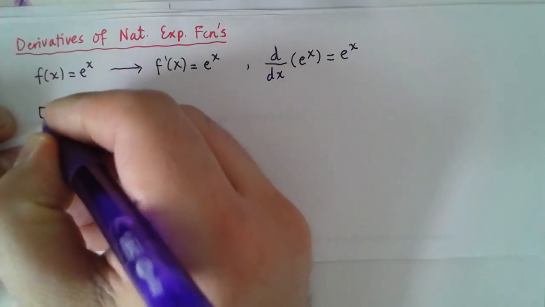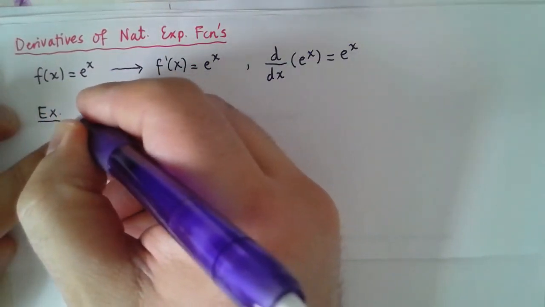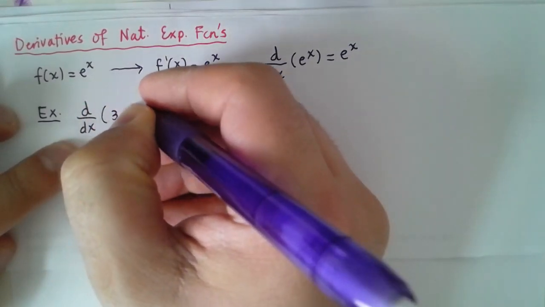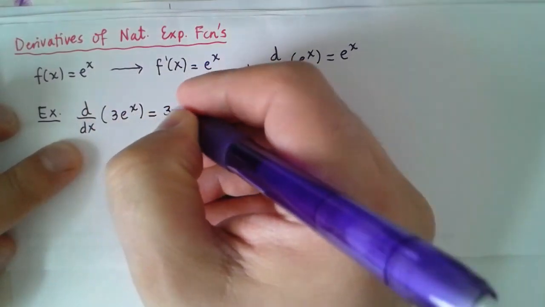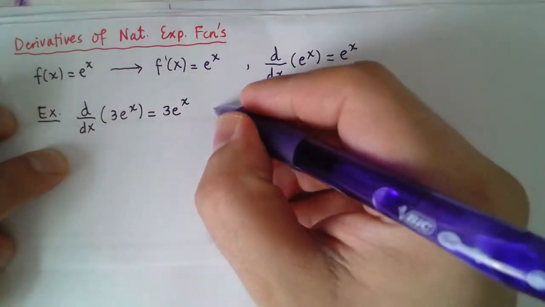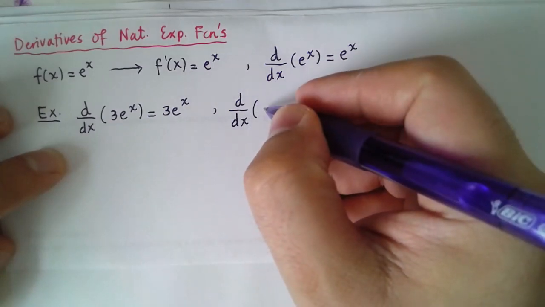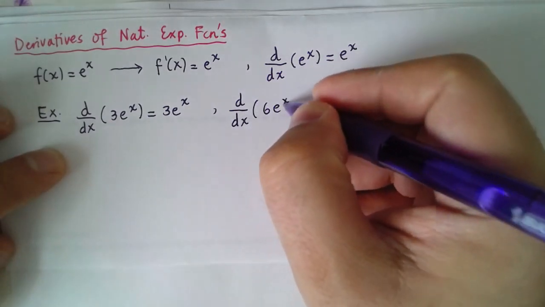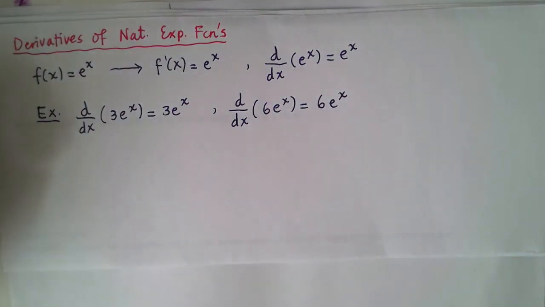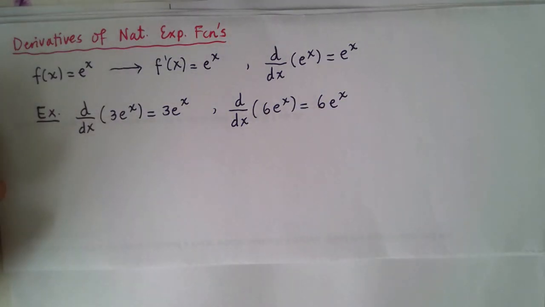As an example, consider taking the derivative of 3 times e to the x. This is going to be itself, 3 times e to the x. If you take the derivative of, for example, 6e to the x, that's going to be 6e to the x itself. So if you multiply by a constant, it will have the same derivative.